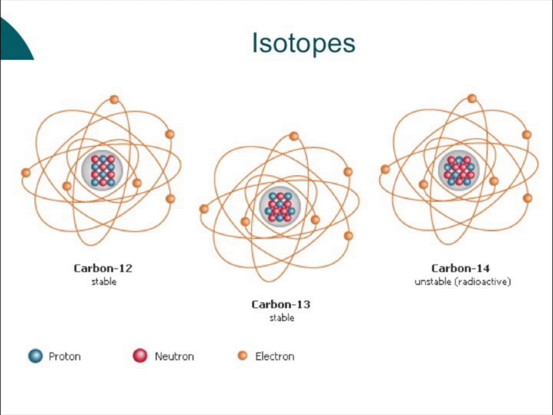So here we're looking at carbon-12, which has 6 protons and 6 neutrons. Carbon-13 has 6 protons, of course, and 7 neutrons, and carbon-14 has 6 protons and 8 neutrons, or total atomic mass number of 14.